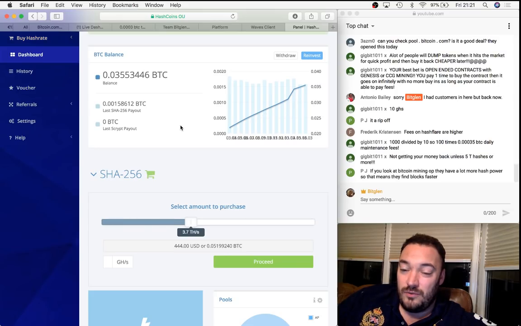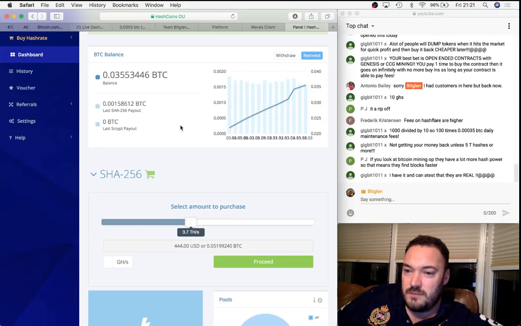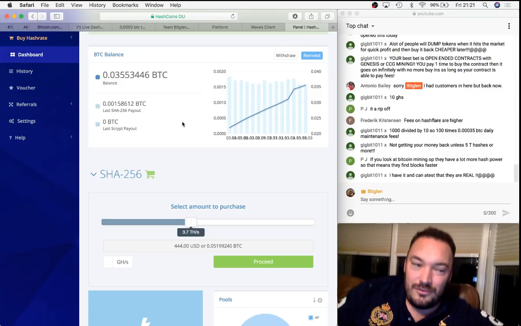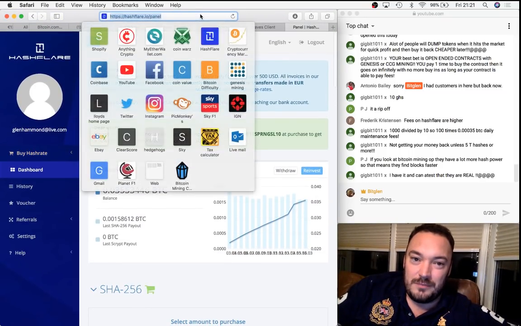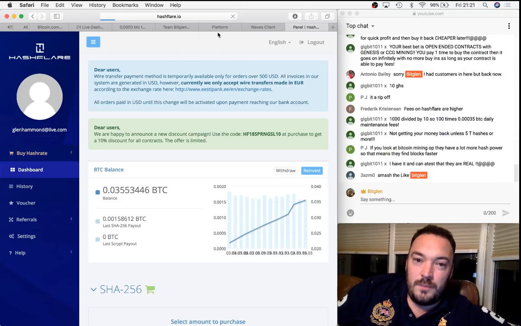PJ, it's a rip-off. Yeah, I would say they're a bit of a rip-off. Fees on Hashflare are higher. Yeah, we went through that. 1,000 divided by 10, so 100 times. Oh, is it 3 zeros? BTC. Right, let's just clarify this because otherwise we're going to sound like complete idiots. Let's go to Hashflare's homepage.